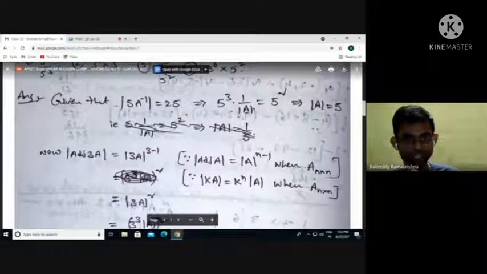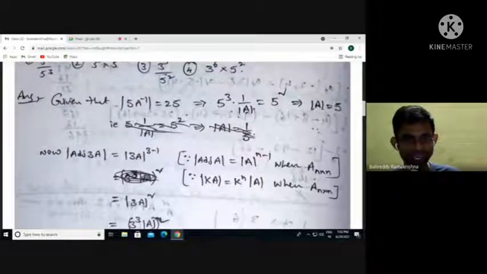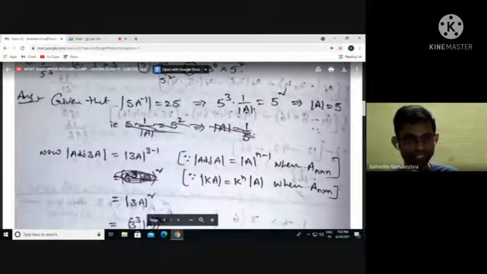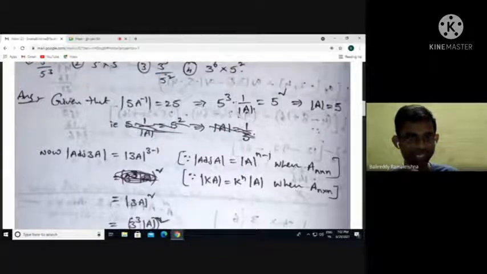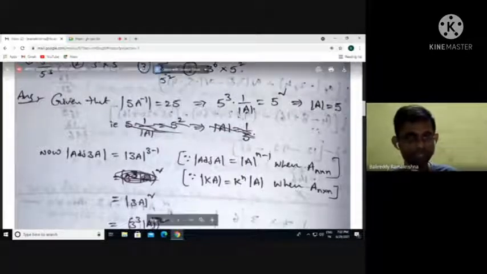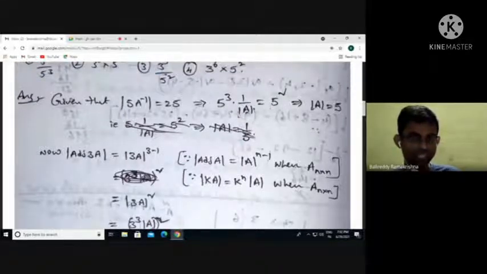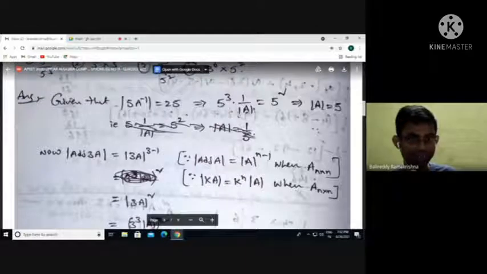So it can be written as K power n into determinant of A inverse, that is, 5 power 3 into determinant of A inverse. The determinant of A inverse is nothing but 1 by det A, which is equal to 25. It can be written as 5 square. So here 5 square will get cancelled. From this we get determinant of A is equal to 5. Det A is equal to 5.